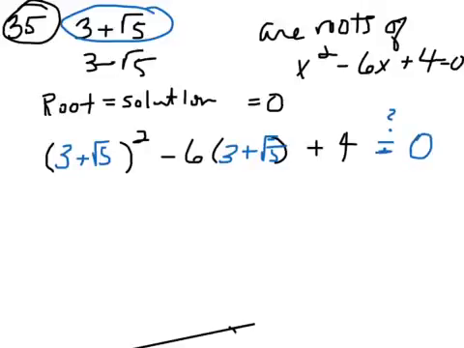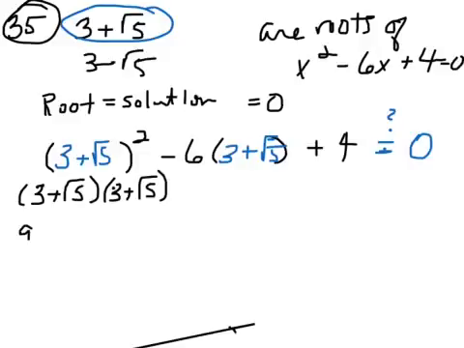Okay, now you may already be realizing it, but I've got 3 plus square root of 5 squared. That means there's 2 copies of it. Now you could look at this as a perfect square pattern, not a difference of 2 squares, but a perfect square pattern. Or you could FOIL it out or distribute it out. I'll go ahead and do that.